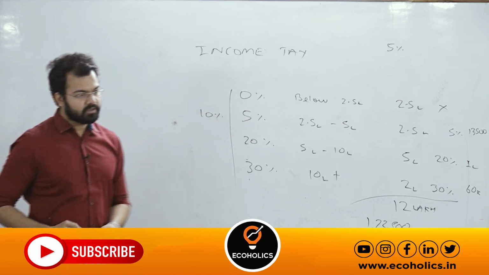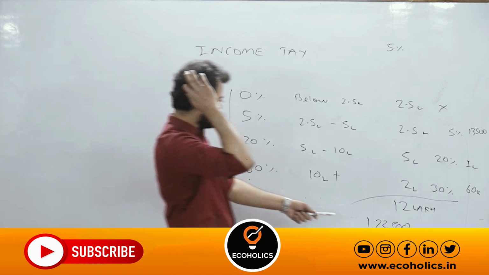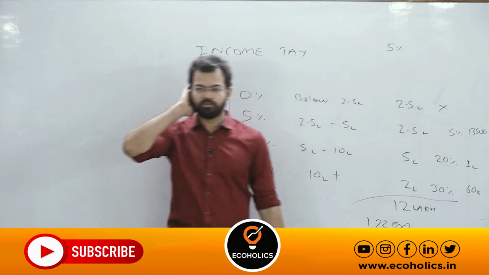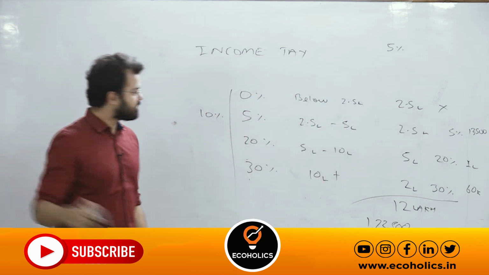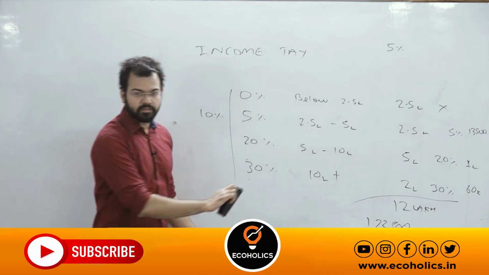So if you are earning 12 lakh per annum, you have to pay 1,72,500, and it will go to the government. Have you written this? Okay.